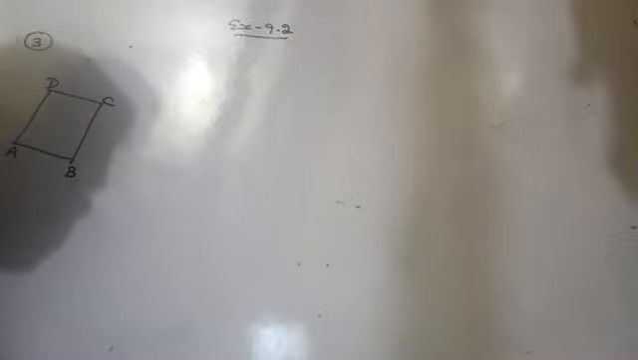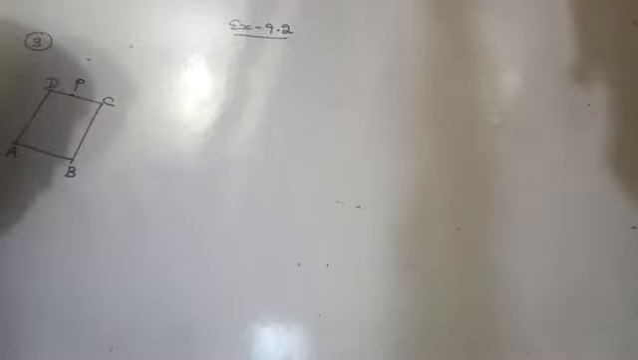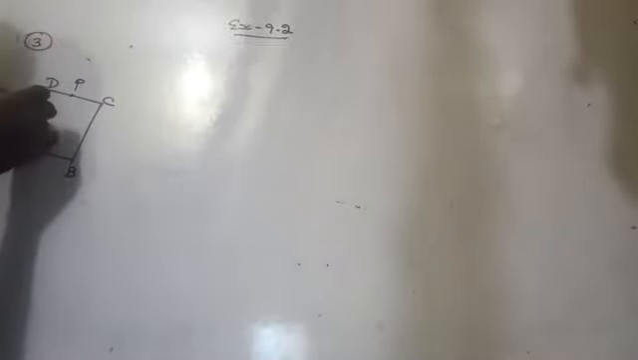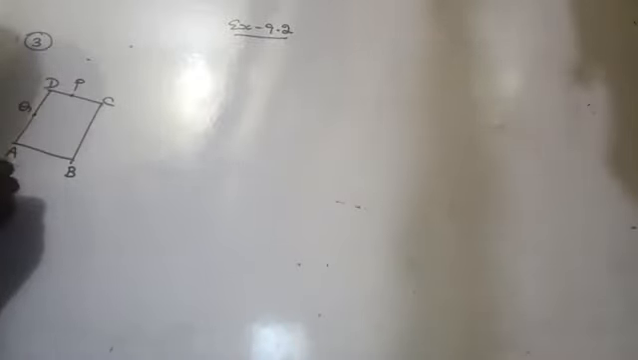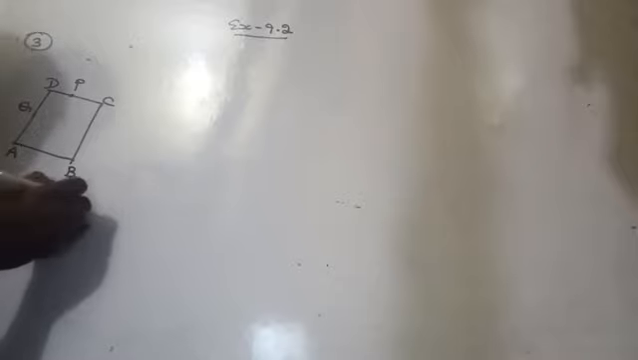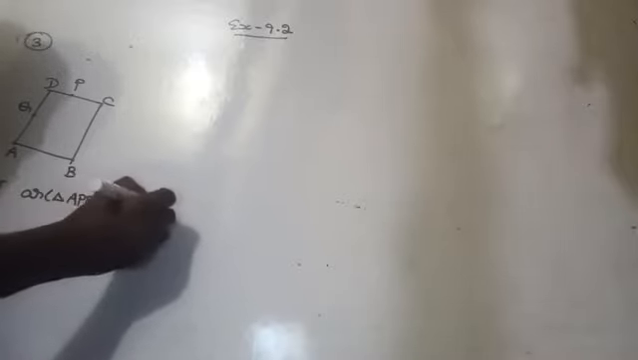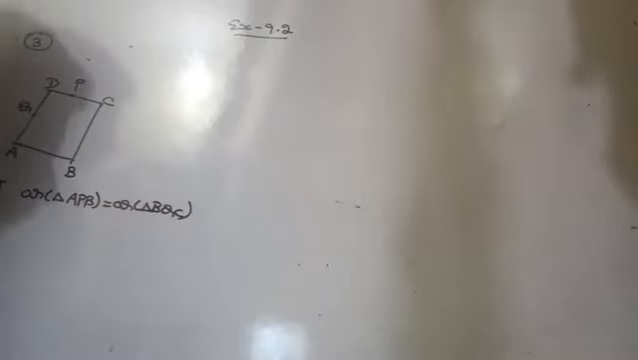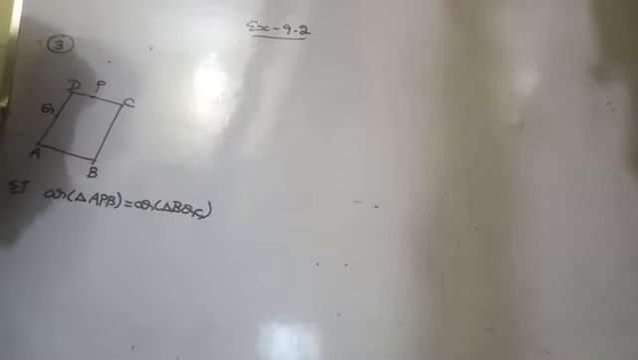Now, P and Q are any 2 points lying on the sides DC and AD. Where is DC? DC is here. So this is the point P and Q is on the side AD. So this is the point Q. You have to prove, show that area of triangle APB equal to area of triangle BQC. This is what you have to prove.